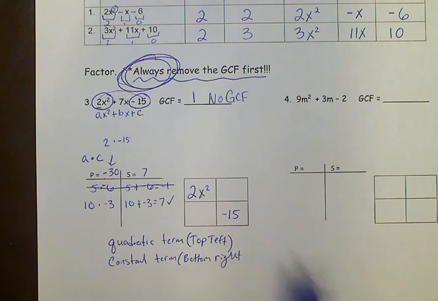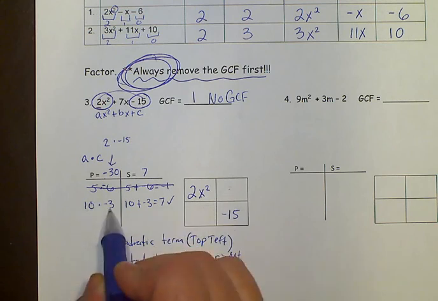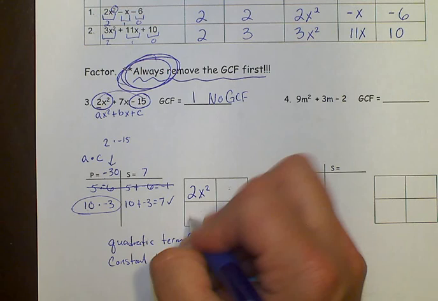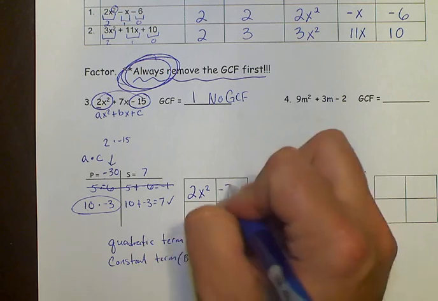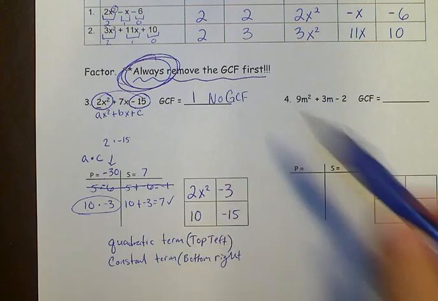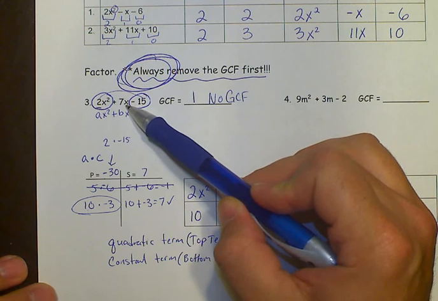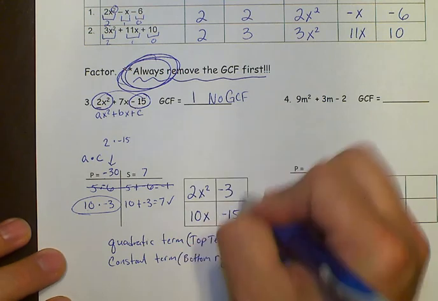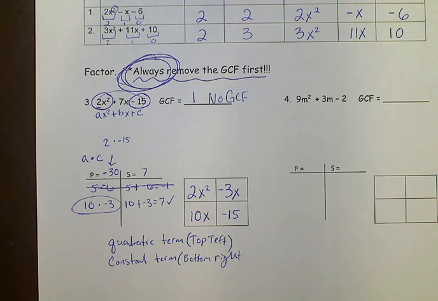Now in these two boxes, I'm going to take these two numbers, the numbers that I found. I get a 10 and a negative 3. The only thing you have to remember is whatever my linear term was, I had an x there, so I put an x here. And that's how I use my box.